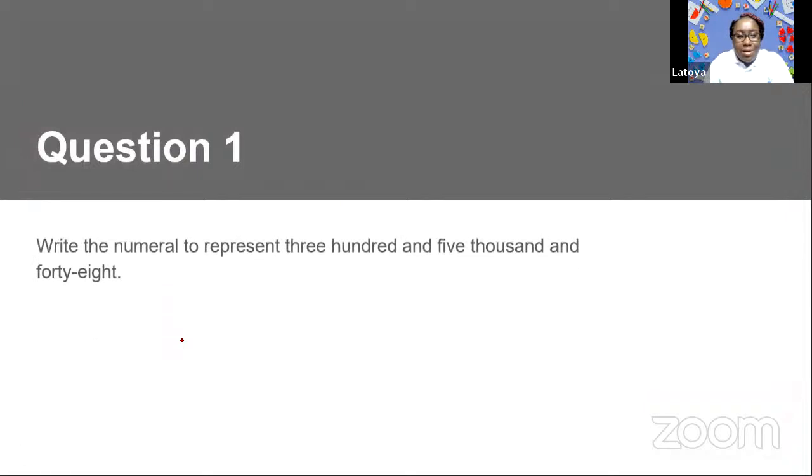Question number 1, write the numeral to represent 305,048. For some persons, this may be difficult. So my recommendation is to always have your place values at the top. Okay, so you're going to have 100,000s, tens of thousands, thousands, hundreds, tens, and ones. Let's build this number.